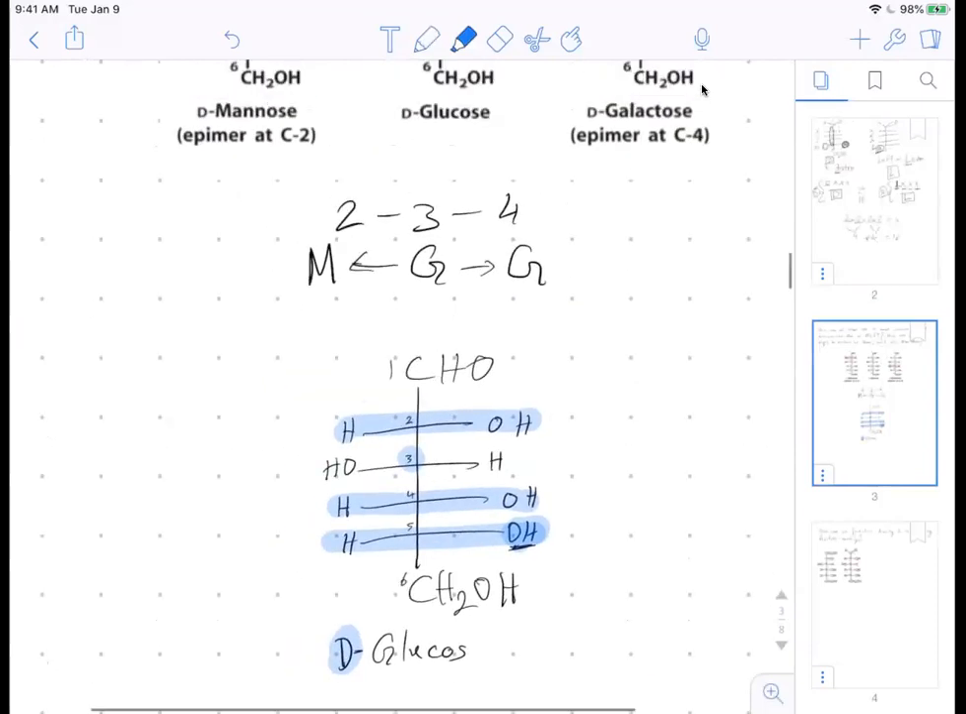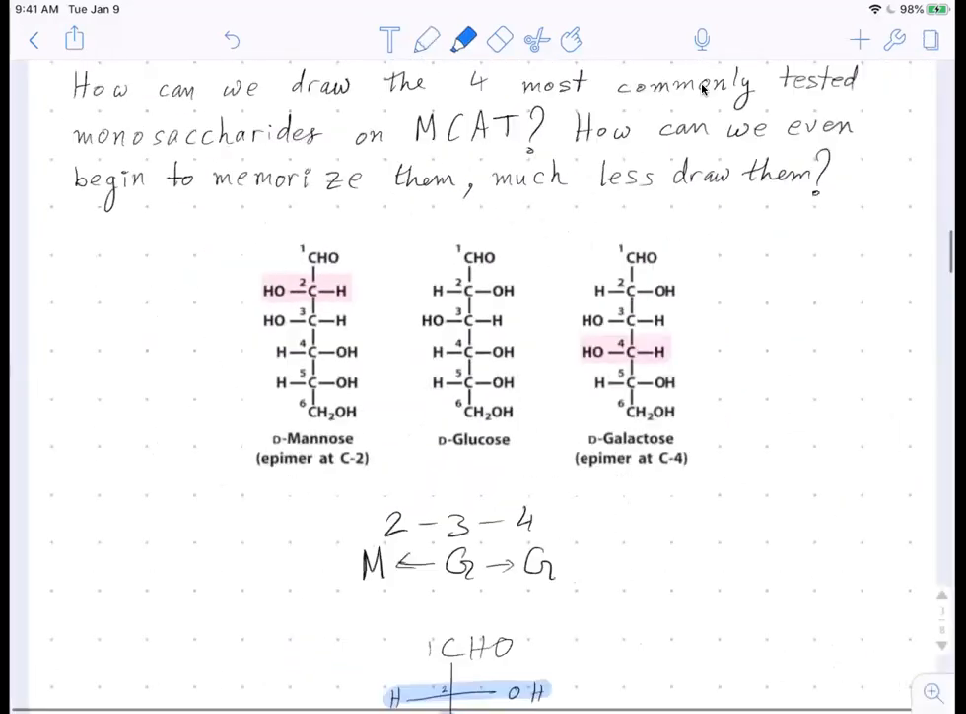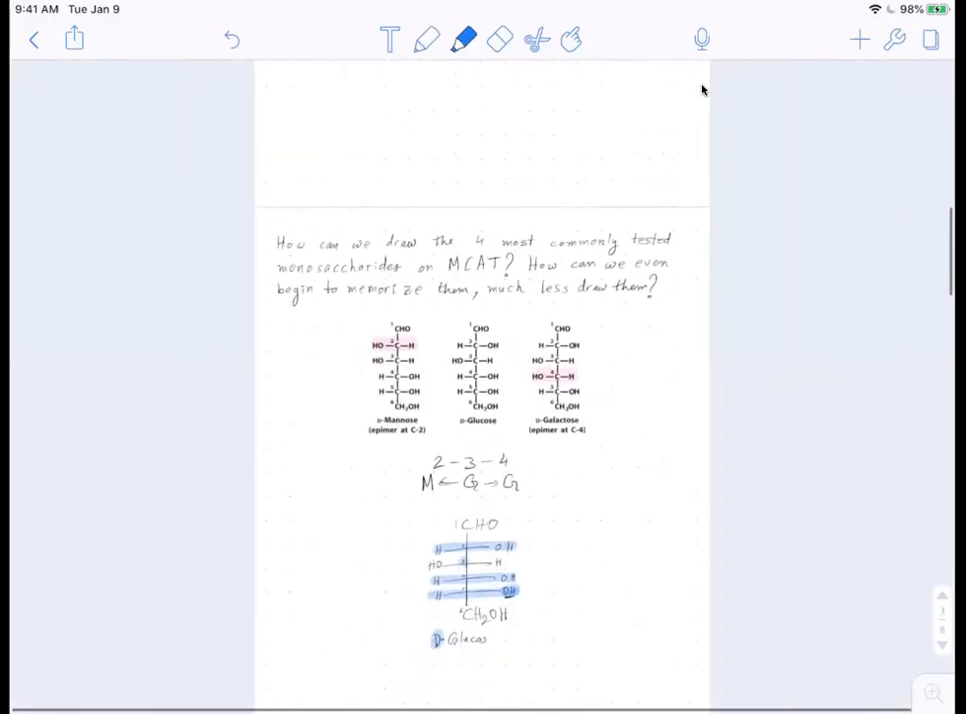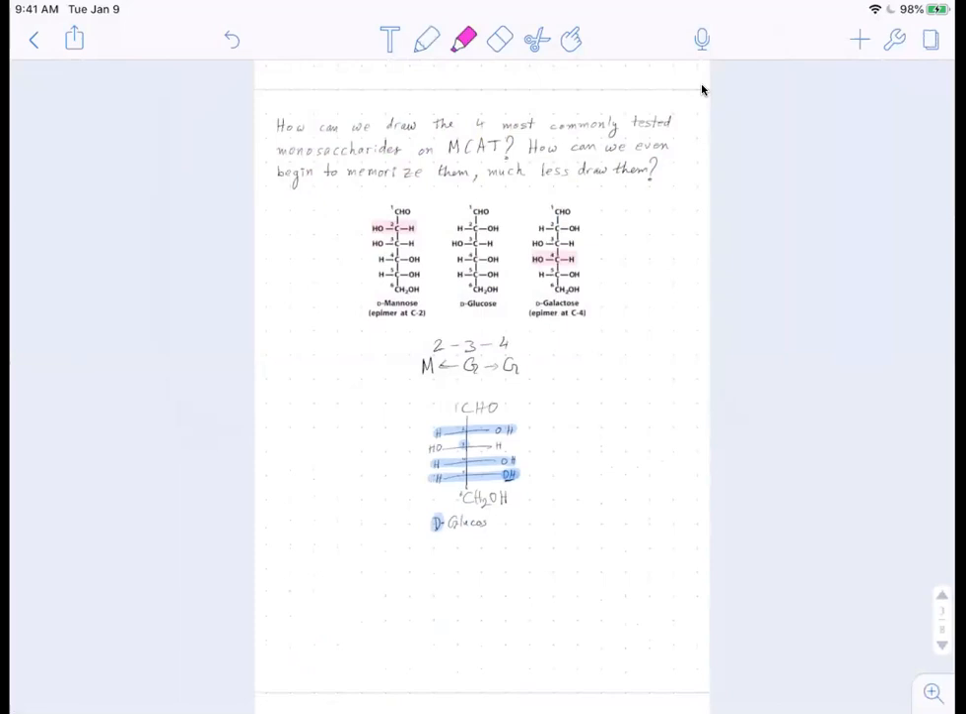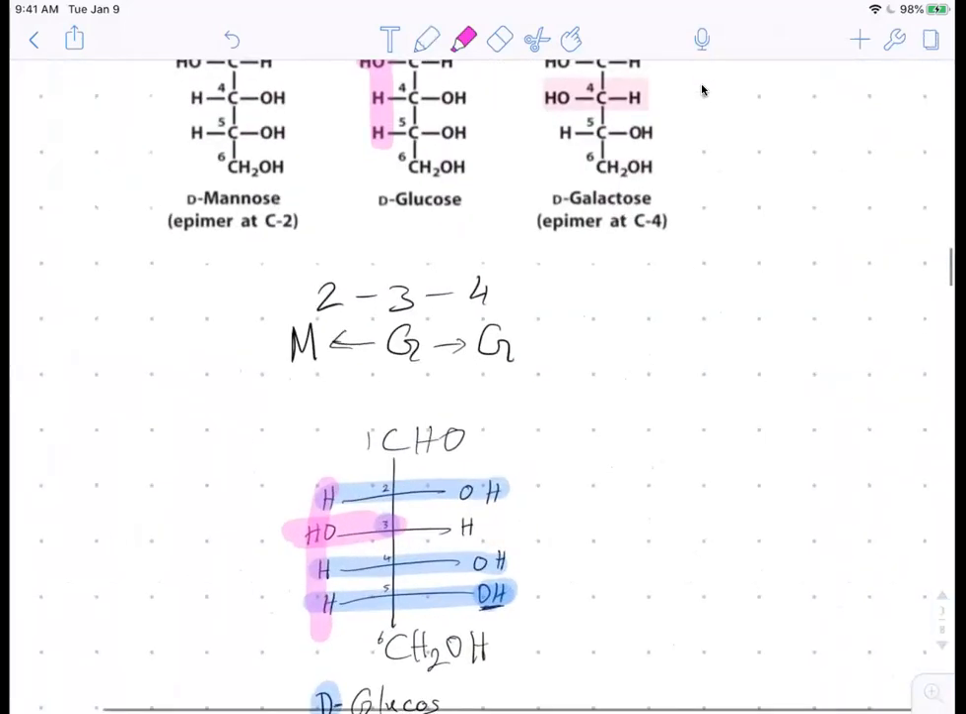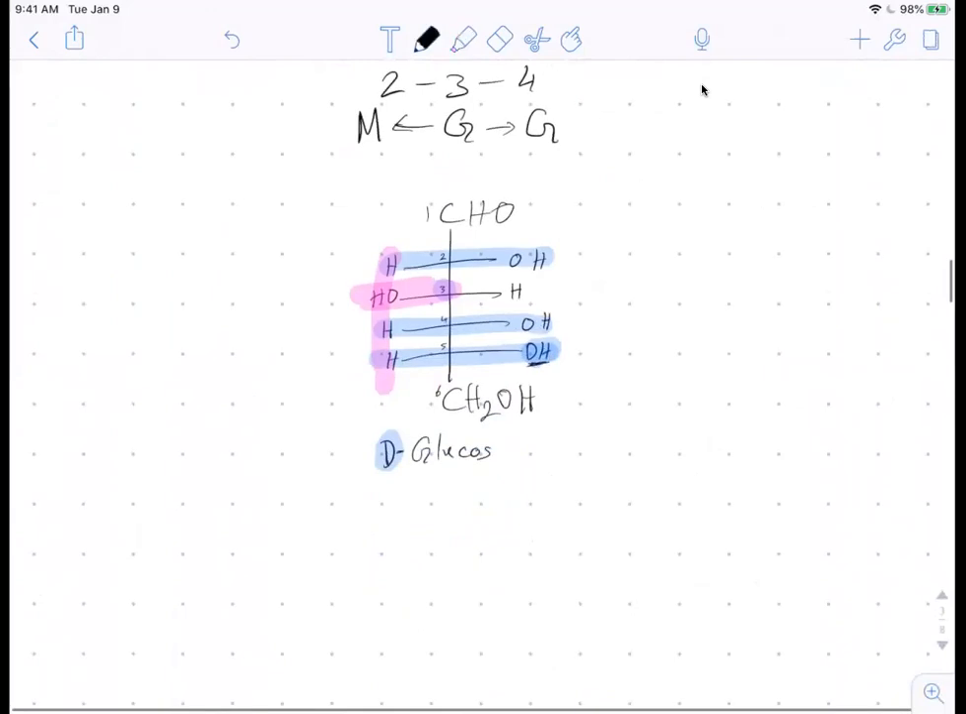So let's take a quick peek at this. Let me make this a little bit smaller so we can compare. And here we go. So yeah, 3 H's and 1 HO on the third position, and the complements on the other side are correct as well. So now not only have we drawn glucose, we figured out a quick way to identify glucose.